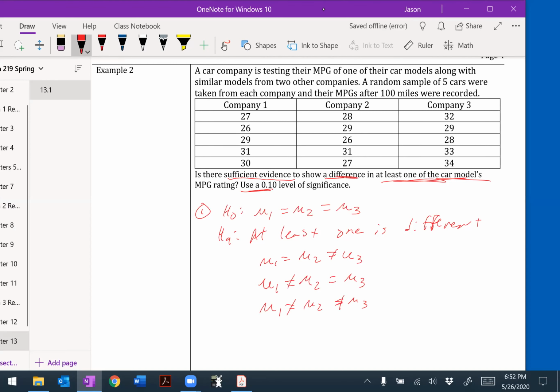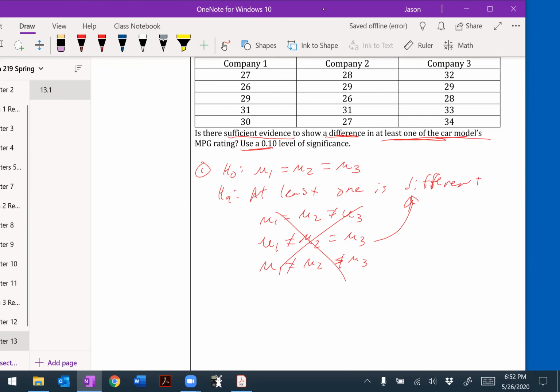What else could I have? Mu2 is not equal to mu1, but it is equal to mu3. Mu2 is not equal to either of them. So instead of writing all that, I just replace that with this statement. That just means at least 1 is different. So we don't write this, we write at least 1 is different. I'm going to get rid of that so I can save space.